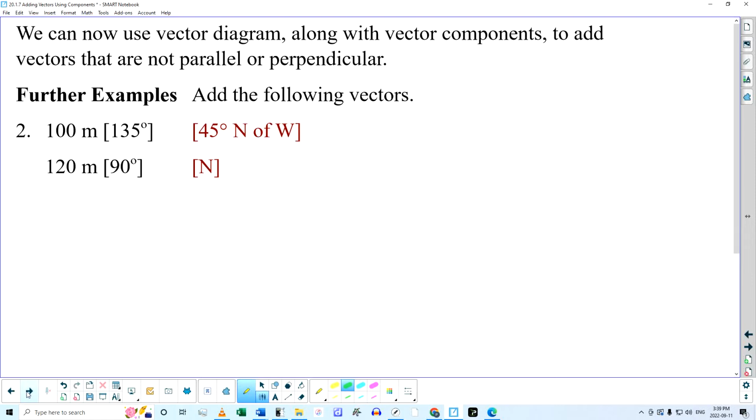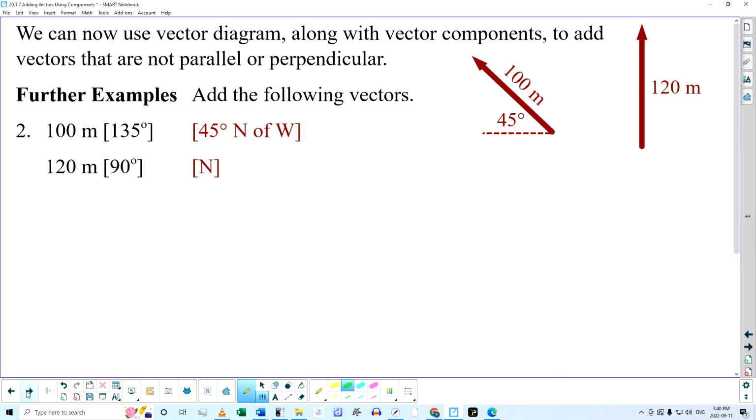What this allows us to do now is draw the vectors. 100 meters at an angle of 45 degrees north of west would look like that. And 120 meters north would look like that. I'll give everybody a minute here to draw those. All right, so what do we do with them?